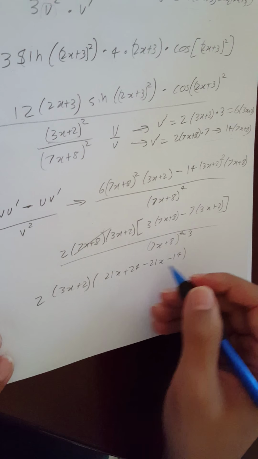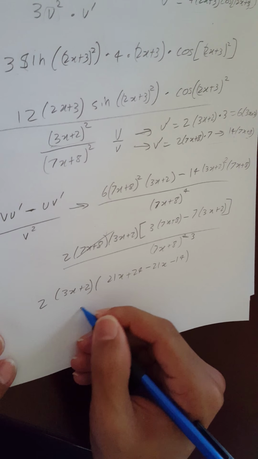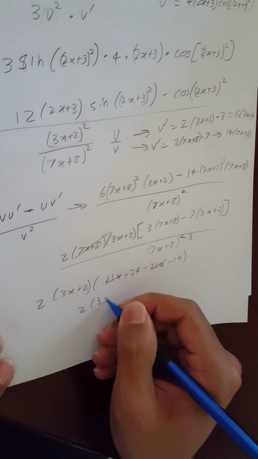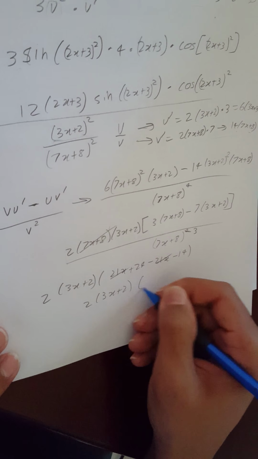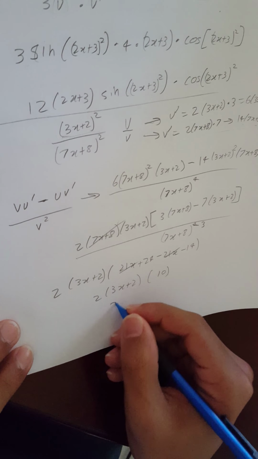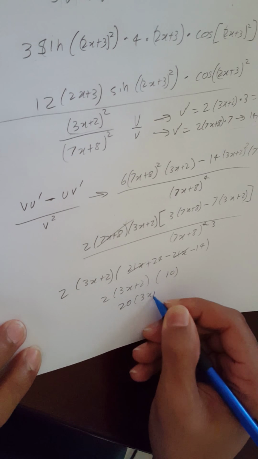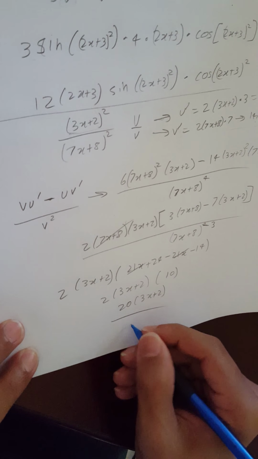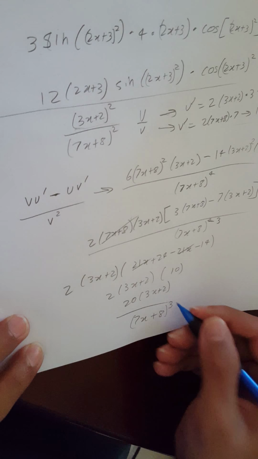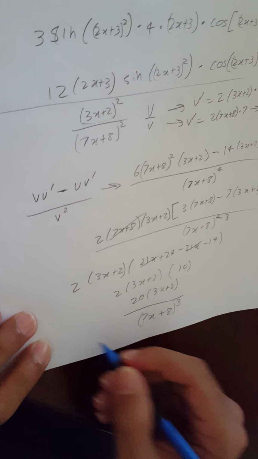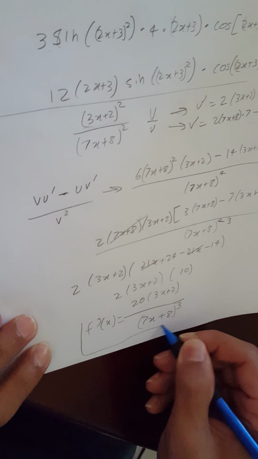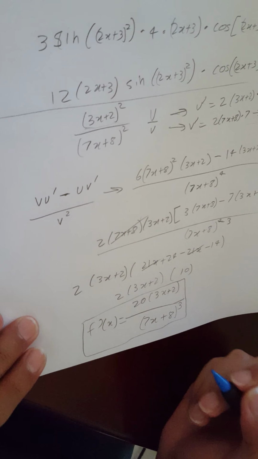And let's just do the top, let's not deal with the bottom right now. The 21x and minus 21x cancel out. 2 times (3x plus 2) times 24 minus 14, which is 10, which is just 20 times (3x plus 2). Over the bottom, we can't forget that, (7x plus 8) cubed. And this is the derivative of the function using the chain rule and the quotient rule. Okay, thank you.